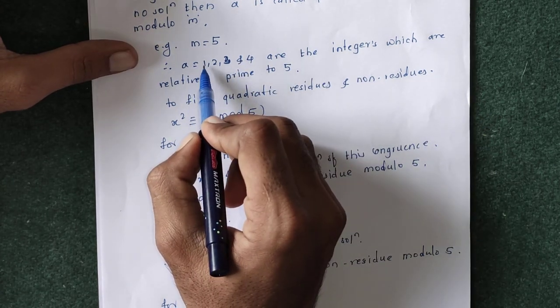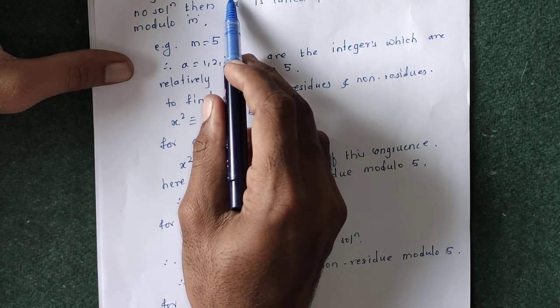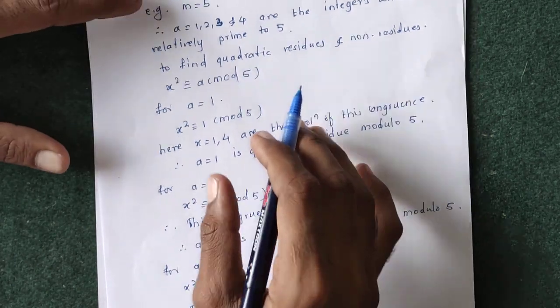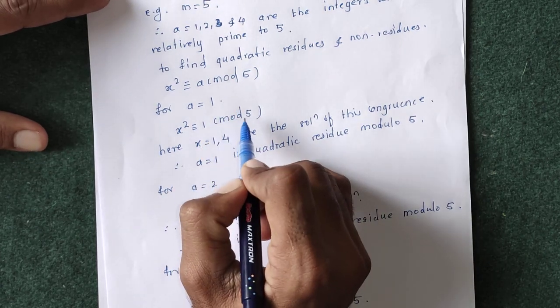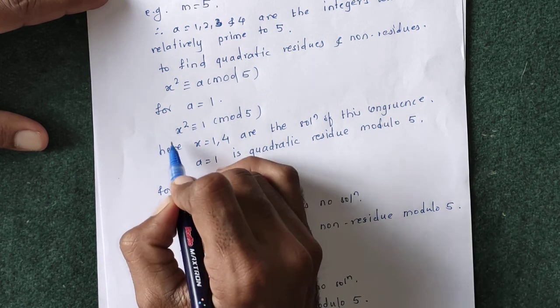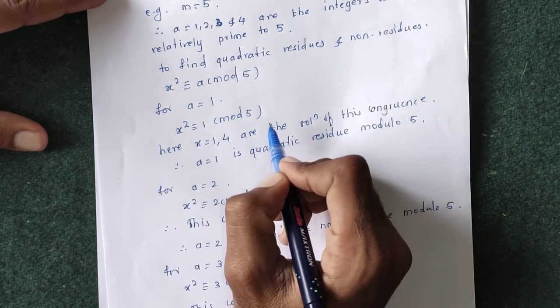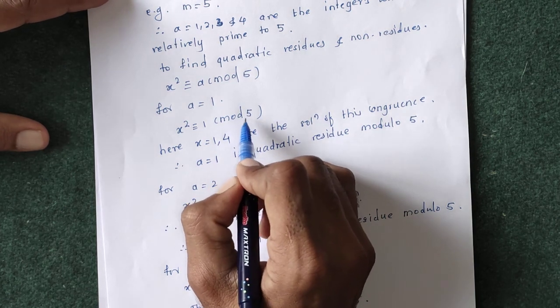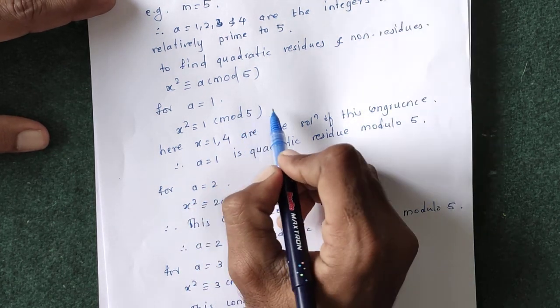For a equals 1, we get the congruence x square is congruent to 1 mod 5. After that, checking for each number in the CRS under modulo 5, we know that to find the solution of any congruence, we just check the numbers which form the CRS under modulo m. Here m equals 5, so the CRS under modulo 5 is 1, 2, 3, 4.